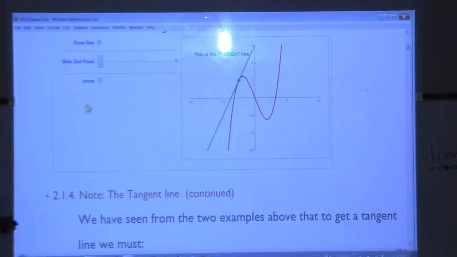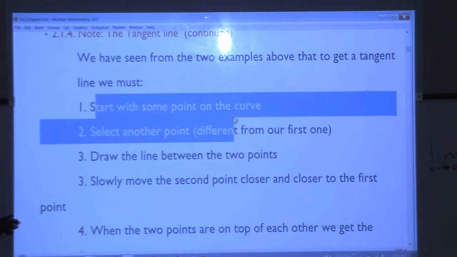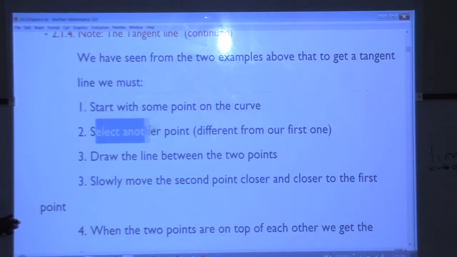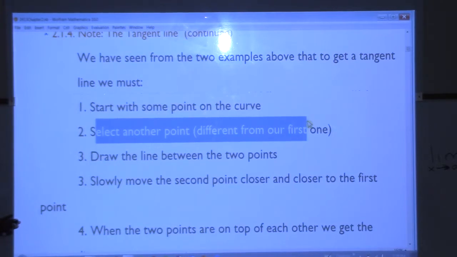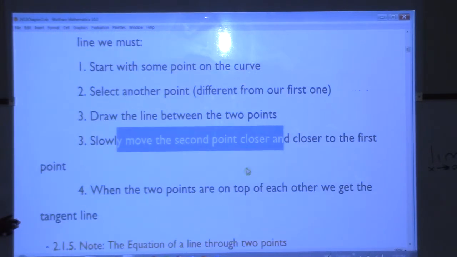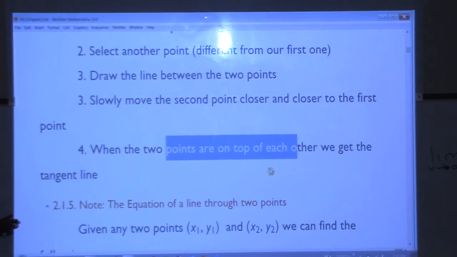All right, so now, this is just recapping. In order to talk about tangent line, we have to start with some point on the curve, right? We have to start with some point. Then we select another point, different from the one we selected first. Draw a line between the 2 points. Slowly move the second point closer to the first one. When the 2 points are on top of each other, we get our tangent line. So now let's do that with more mathematical symbols behind it.